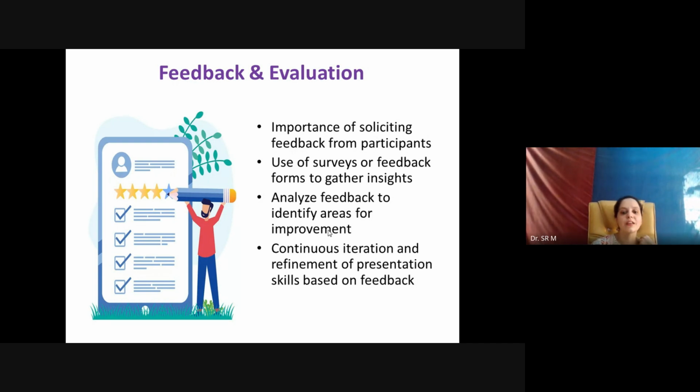Then engage in reflective practice to critically evaluate your presentation performance and your instructional practices in light of your participants' feedback. So consider how feedback aligns with your intended learning outcomes. Identify all the actionable steps for refinement, for your enhancement, as I already told you. Then, continuous iteration and refinement of presentation skills, especially based on the feedback. Embrace that iterative, progressive approach to develop your presentation skills.